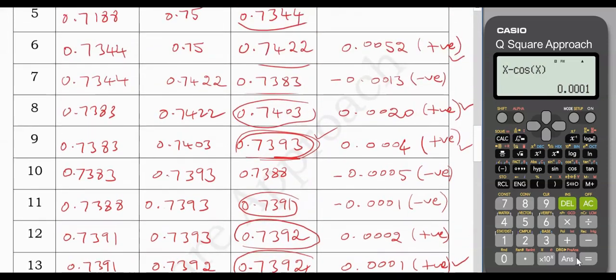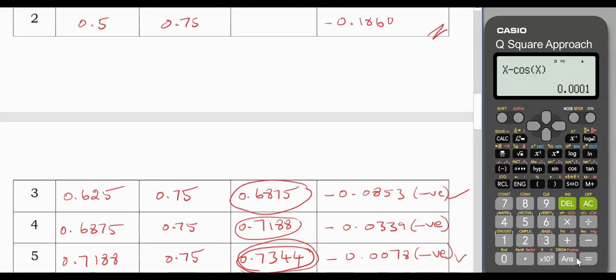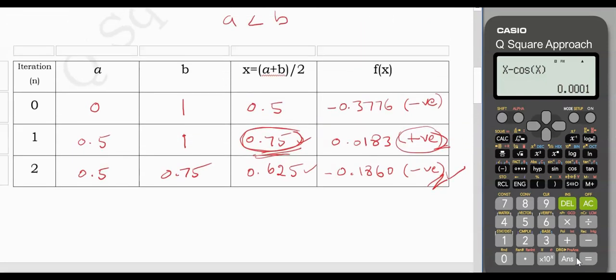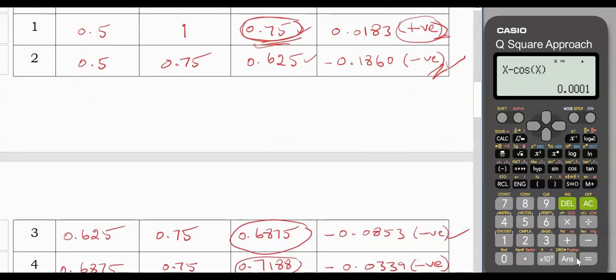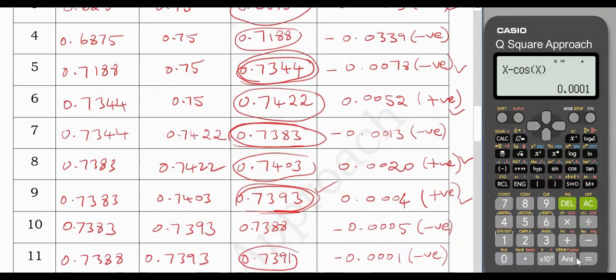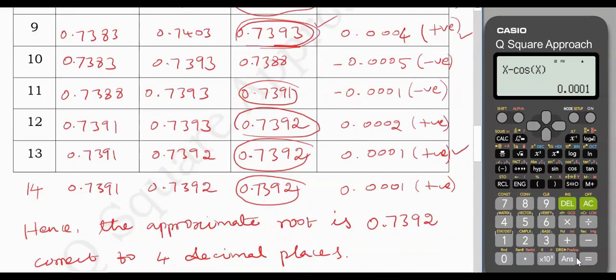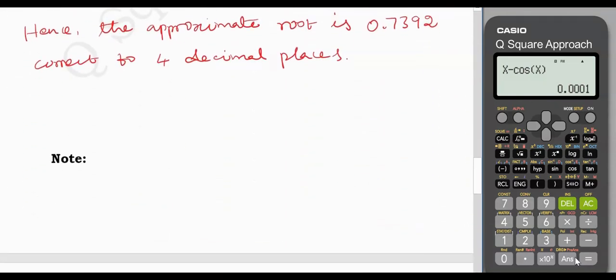If you observe the values of A and the values of B in the columns A and B, the values of A are always less than the values of B, because in the interval A comma B, A is always less than B.